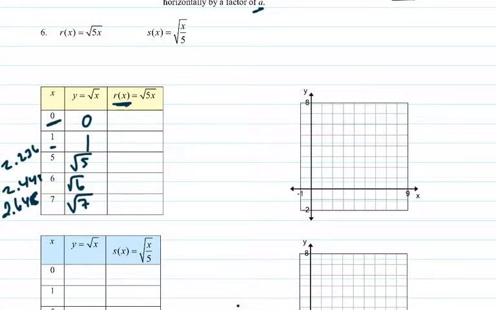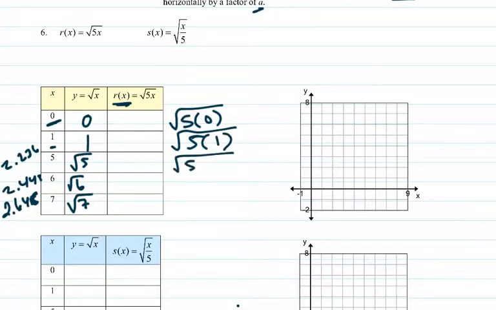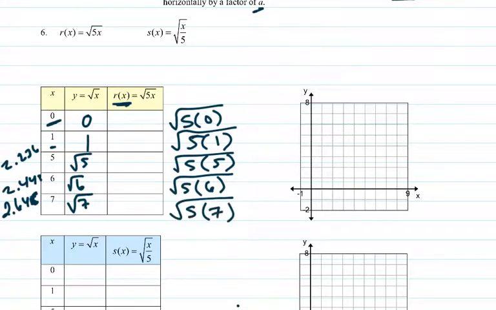So now what we're going to do is we're going to calculate the transformed function, the square root of 5 times x. So I'm going to actually write down what that work looks like. Square root of 5 times 1, square root of 5 times 5, square root of 5 times 6, and square root of 5 times 7. So 5 times 0 is 0, so this is going to still be square root of 0, which is 0. This is going to be square root of 5, which again, we don't have the exact number for. It's going to be an approximation, or we can write it as square root of 5.